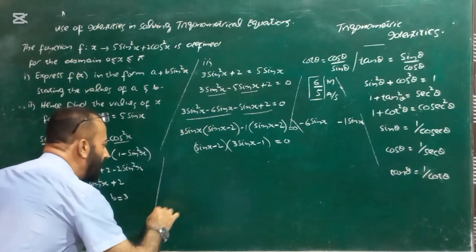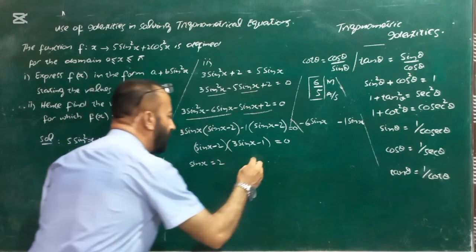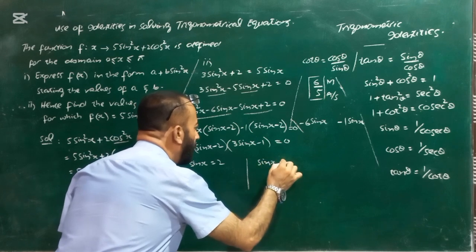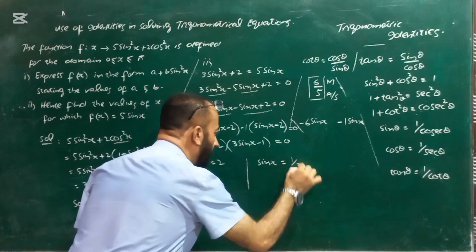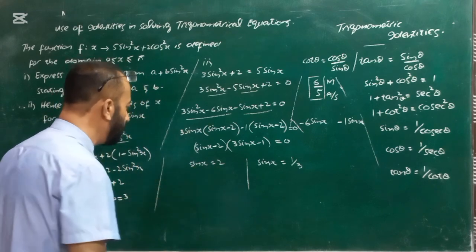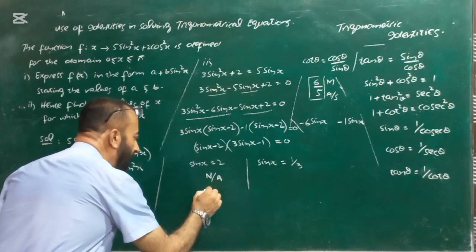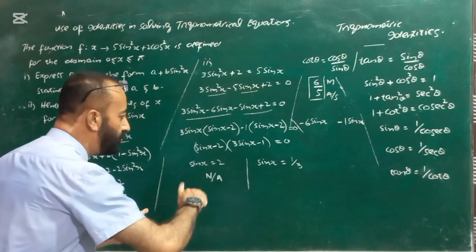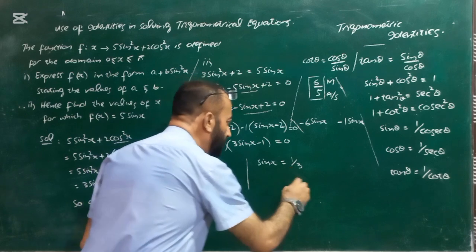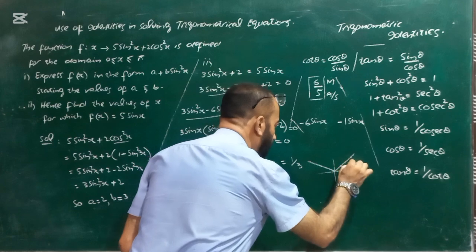From here sin x is equal to 2, and from here sin x will be equal to 1 by 3. Okay, from here you can see sin x value is 2. That will not be applicable because the range of sine is from 1 to minus 1. Okay, from here sine's value is positive, and sine is positive in the first and second quadrant. So here will be alpha.